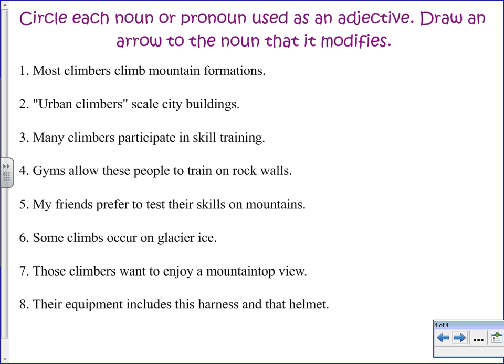So number 1, most climbers climb mountain formations. The first one I see is the indefinite pronoun most, modifying climbers, telling me which one or which ones. And then I see the noun mountain, telling me what kind of formations. In number 2, urban climbers scale city buildings. The only one I see is the noun city, modifying buildings.